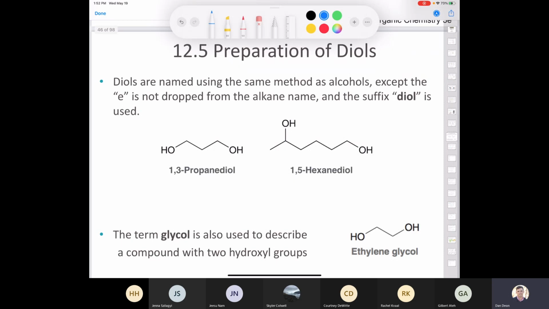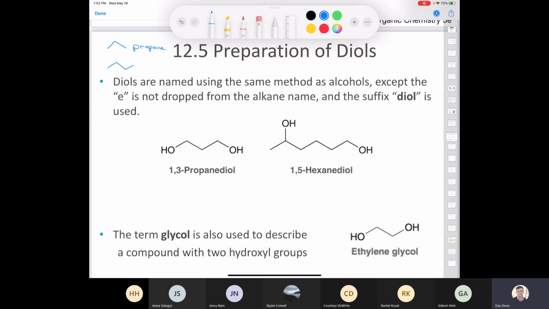Yes, diols. We actually looked quite a bit at diols earlier on when we talked about the syn addition of hydroxyls to an alkene, and anti-addition, and we're going to take a look at those again in the next slide. But a diol is named by using the same method that we used for an alcohol, except we don't drop the E at the end of the alkane, and we use the suffix diol. So here, let's think about this. If you had 1, 2, 3 carbons, what's that? That's propane. Everybody knows that.